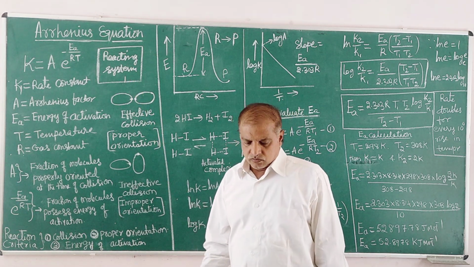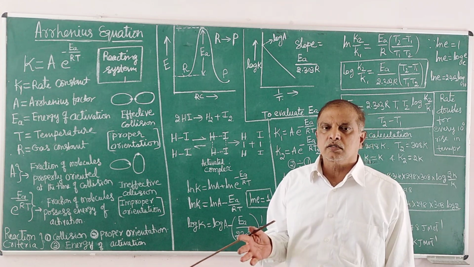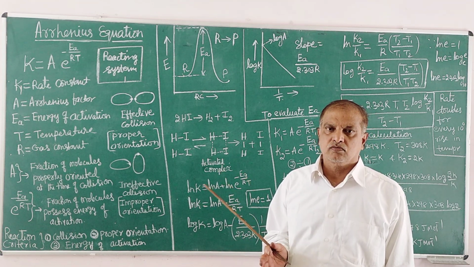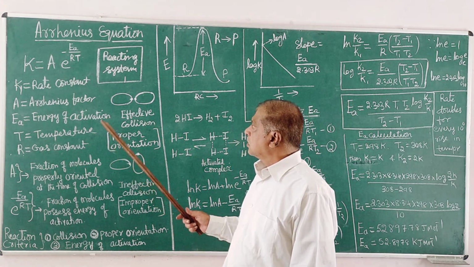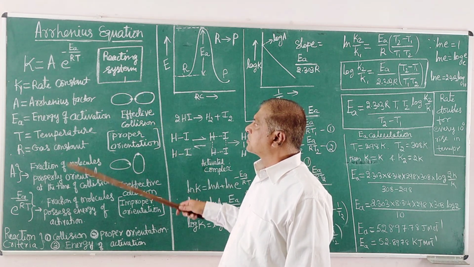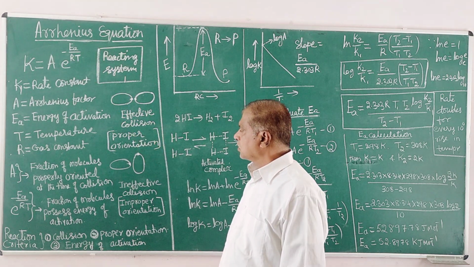As you know, the reaction does not take place in one lot. It occurs fraction by fraction. What fraction of molecules will react every time? That is what the Arrhenius equation tells.